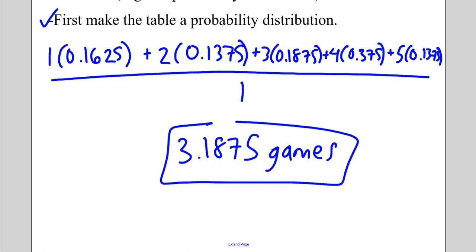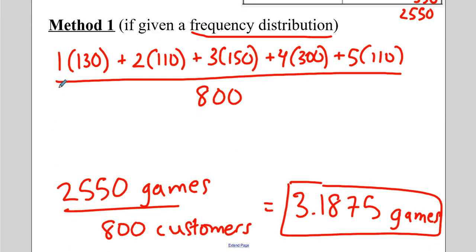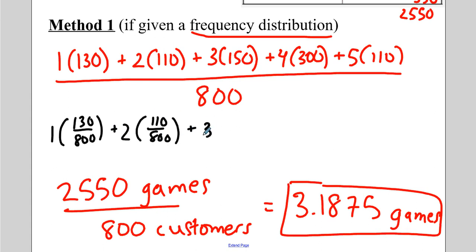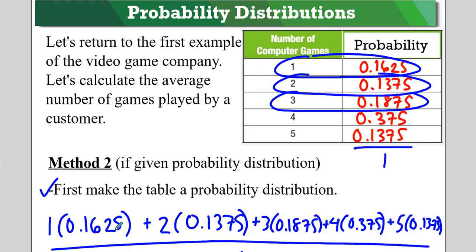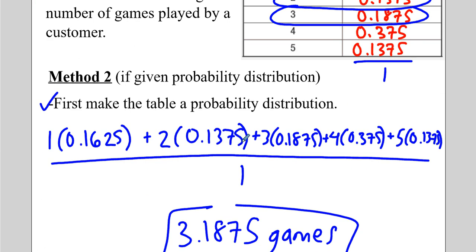Another way of seeing that is this. If I go back to this right here, look at this. This is just 1, and then 130 over 800. Plus 2, 110 over 800. Plus 3, 150 over 800. Plus 4, 300 over 800. Plus 5, 110 over 800. Each of these are the probabilities. 130 out of 800 is 16.25%. 110 out of 800 is 13.75%. It's the exact same thing.